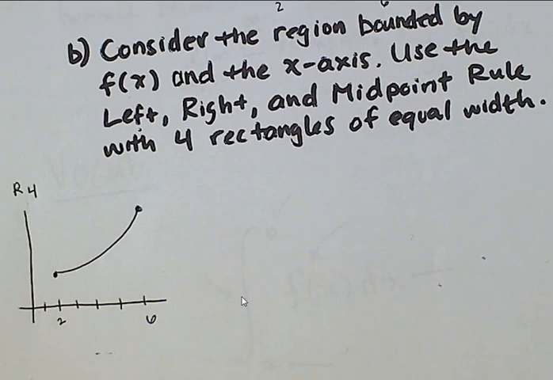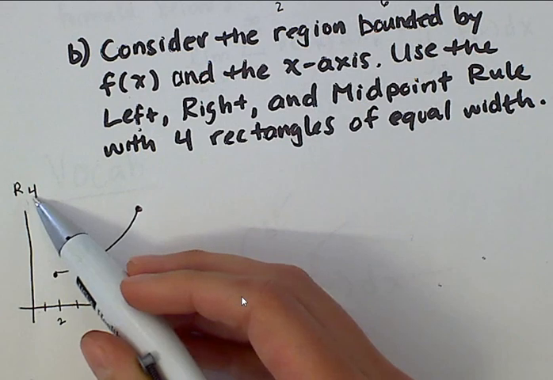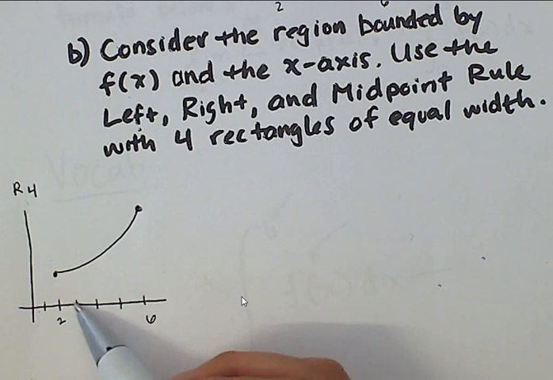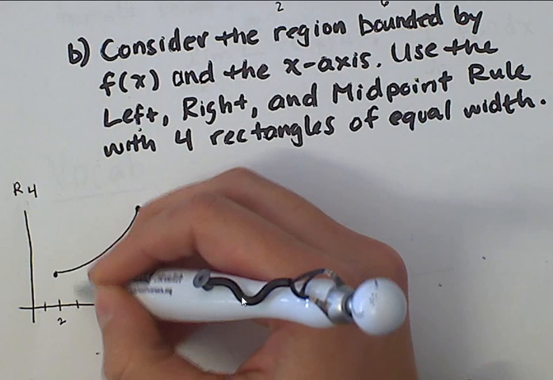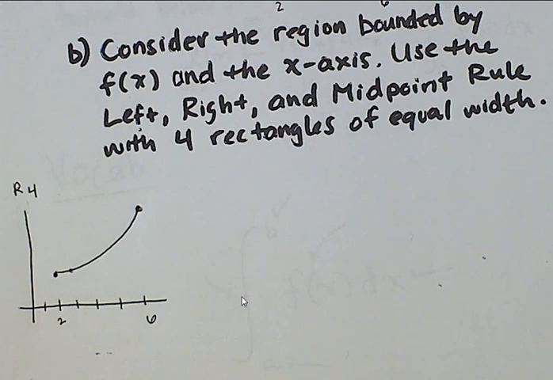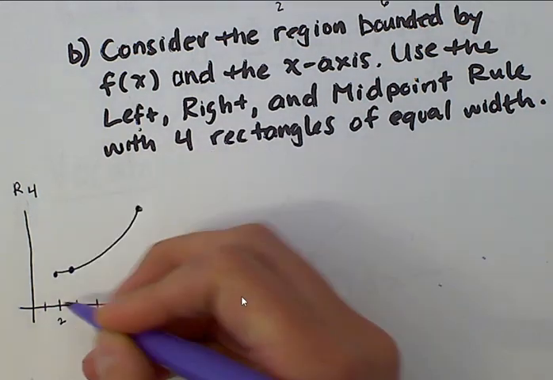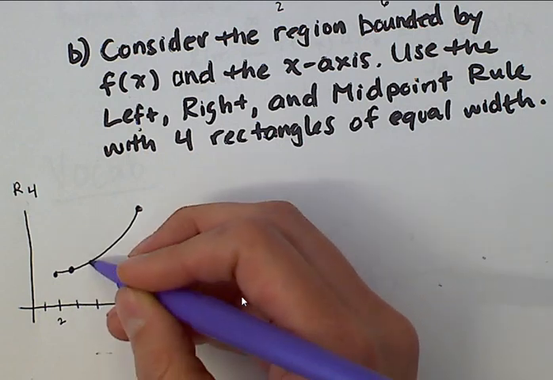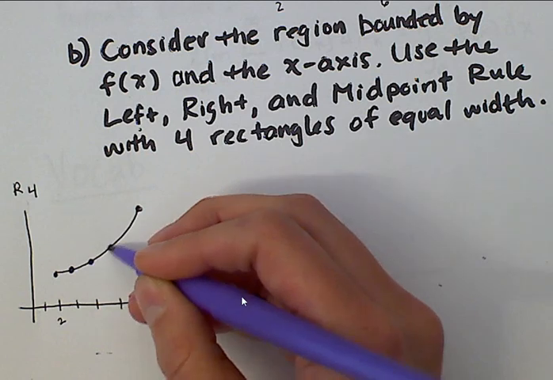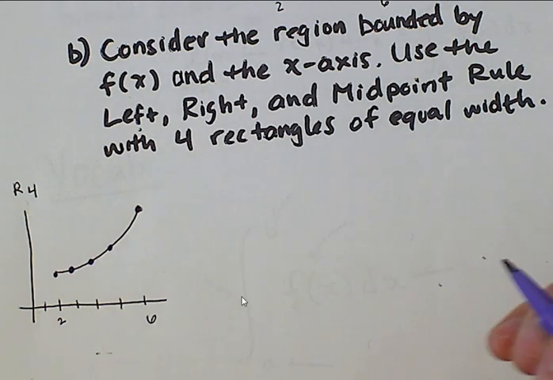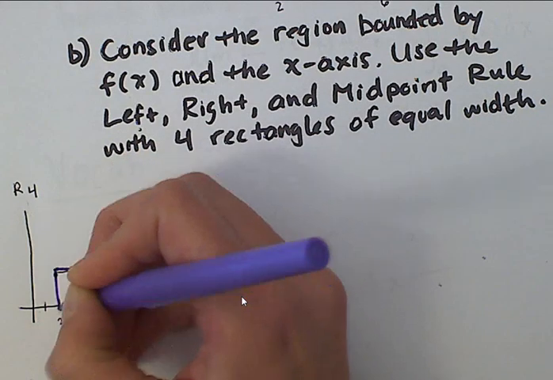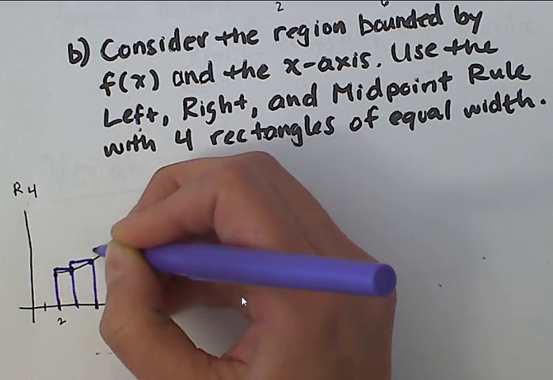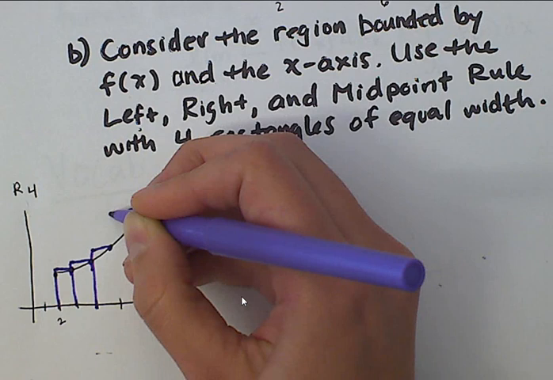So when I draw my rectangles, if I'm drawing my right rectangles, when I draw my rectangle between 2 and 3, I want to make sure that the right corner will represent my height. So I'll use my purple marker to kind of label where all the right corners are going to be. So I'm using the right point. So this right point there, this right point there, and this right point all the way up. And then I use that as the height. I go over and down, over and down, over and down, over and down.